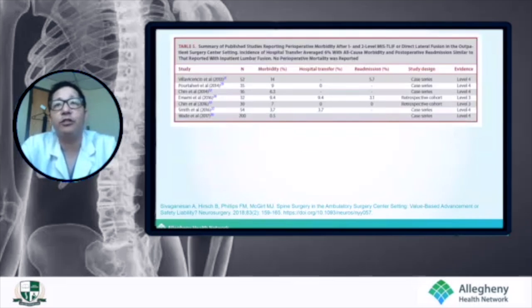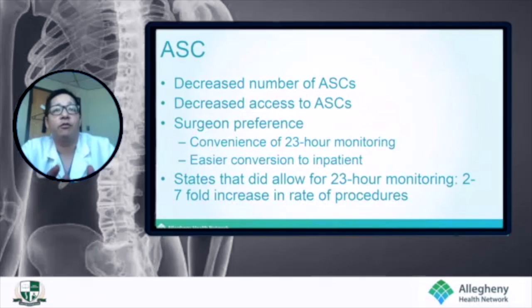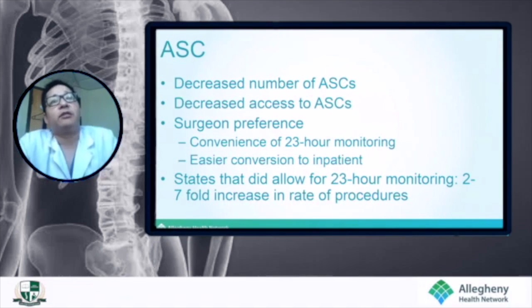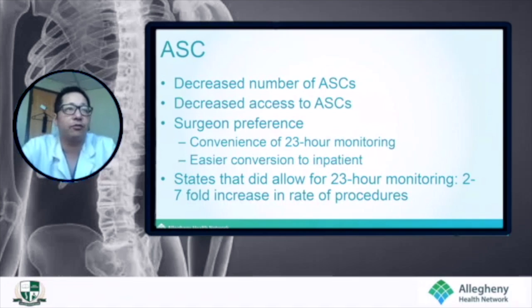Fusion is a newer entity that's been performed in the ambulatory surgery centers. There is reasonably acceptable morbidity and hospital readmissions and transfer, although obviously that's going to be, I think, improving with time as experience improves and also as technology improves. So it's overall safe. So why are spine surgeries performed less compared to some of the other surgeries?